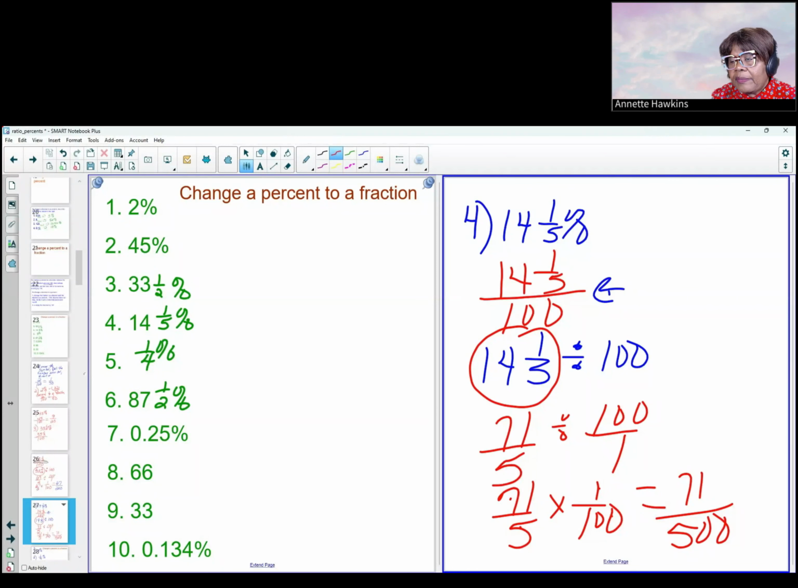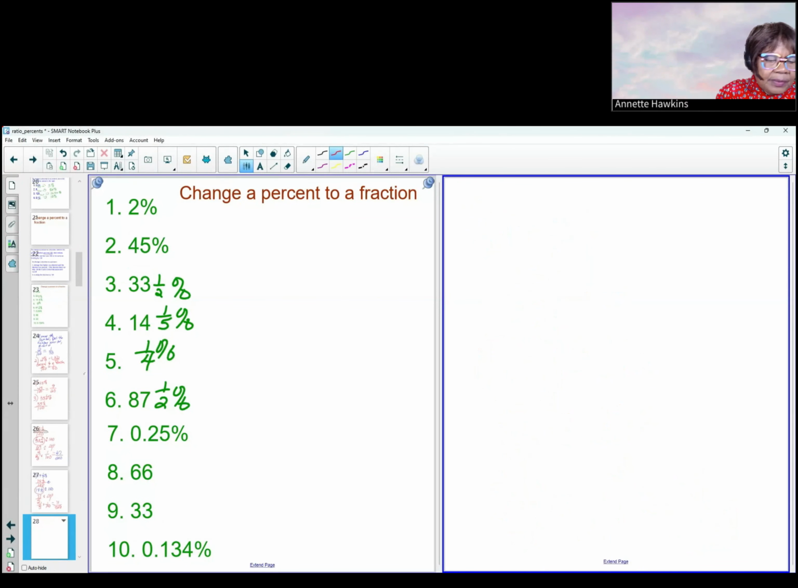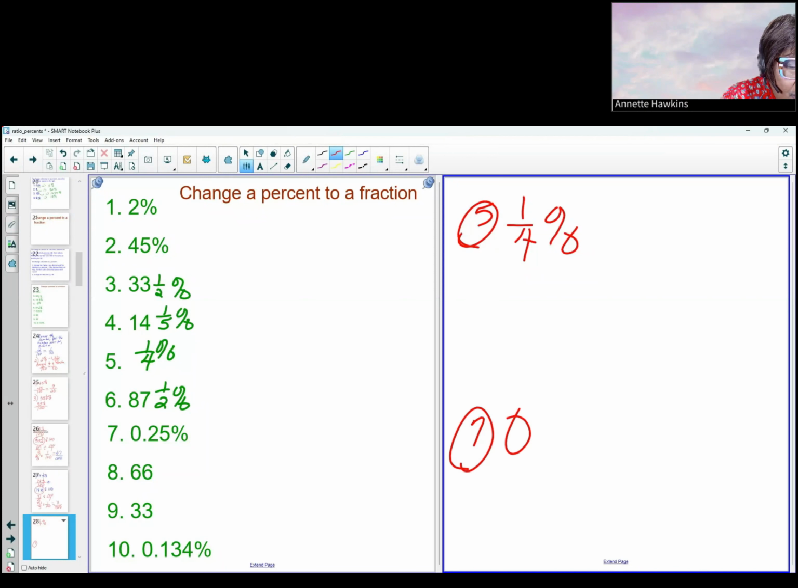Okay. All right. Do 1/4%, and then we'll do a decimal, and then we'll move on. So we want to do 1/4%. And then we're going to do number 7, 0.25%. We'll do those.